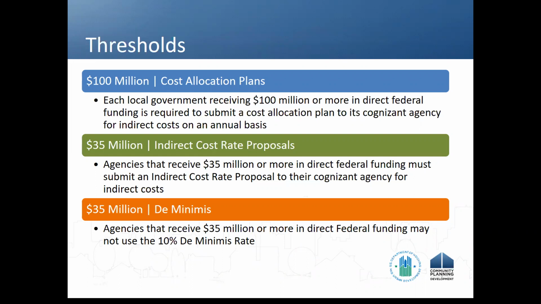And agencies that receive $35 million or more must submit an indirect cost rate proposal and cannot use de minimis. So only those agencies that receive $35 million or less in direct federal funding are allowed to use the de minimis rate, and only if they do not have a current and effective negotiated rate through one of the other two methods.